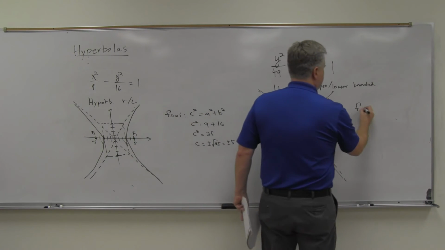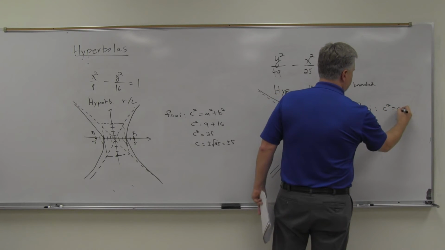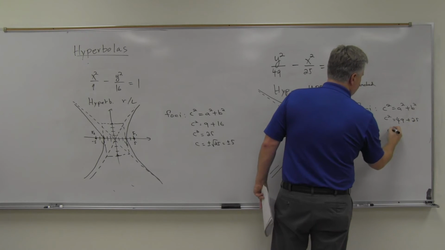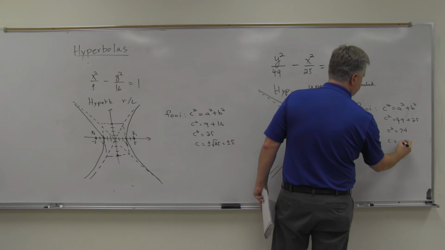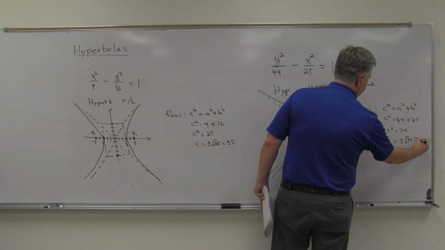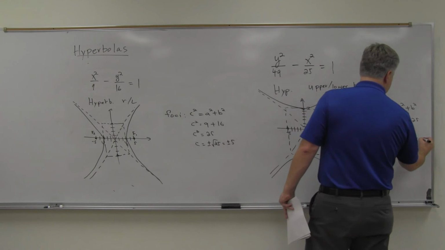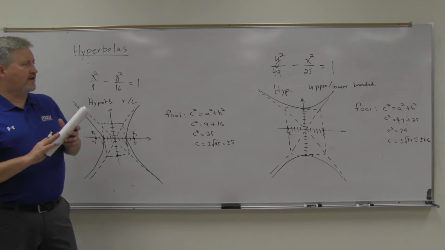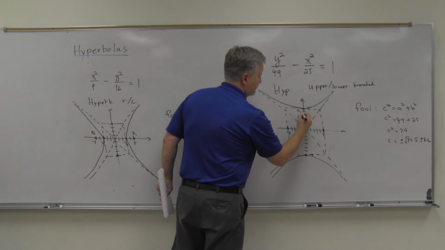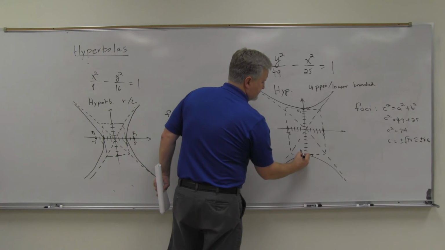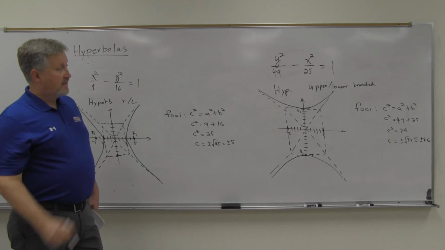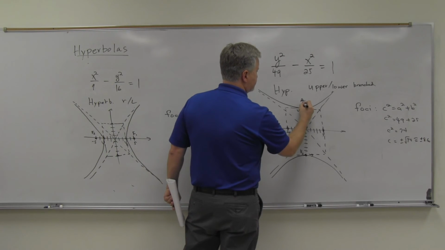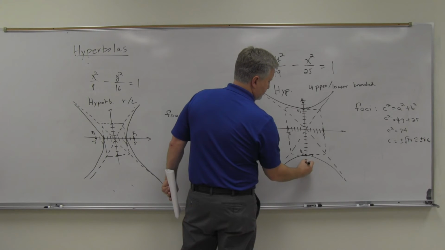And then the foci, c squared equals a squared plus b squared, so that would be c squared equals 49 plus 25. That would be c squared equals 74, so that would be c equals plus or minus the square root of 74, which is about 8.6. Well, again, the foci are located, oh, I didn't say the vertices. The vertices are right here at plus or minus 7, 0 plus or minus 7. The foci are outside of those vertices, so I'd go up to 8.6 and down to 8.6 down here.